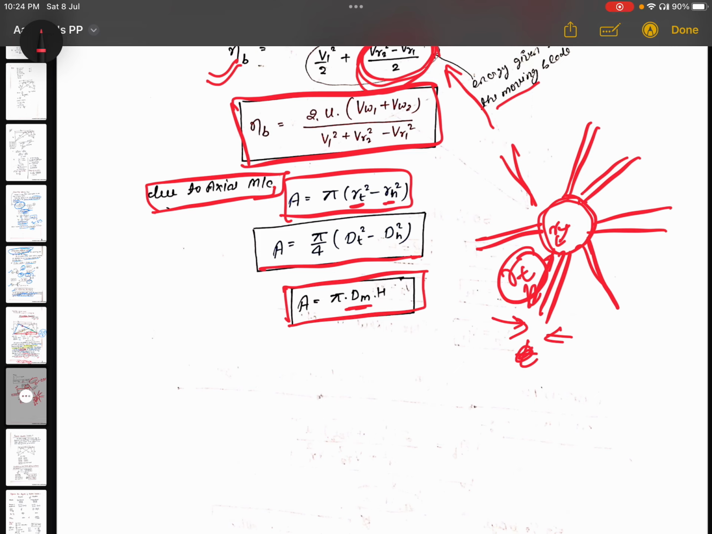It means that we can say Dm will be (Dt plus Dh) by 2. And what is capital H? Capital H is actually (Dt minus Dh), which means that Dt is equal to H plus Dh.